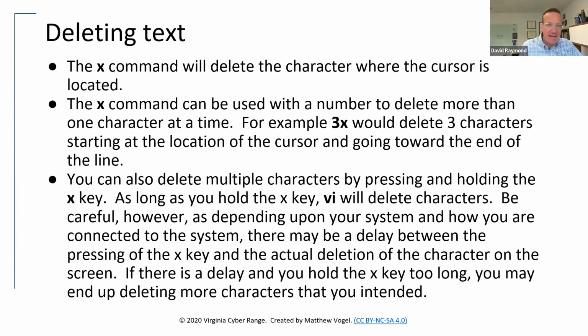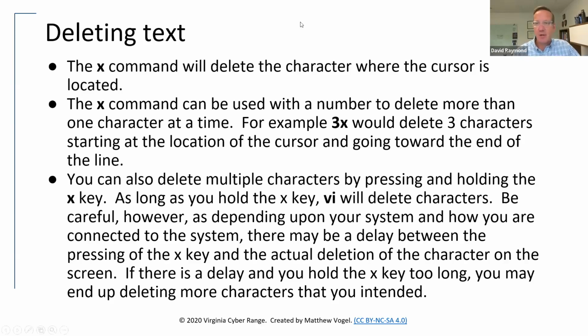Here's an important thing to be able to do. I want to be able to delete text, right? So the X button deletes a character at a time, and it deletes the character under which the cursor is located. And then, like other commands, I can delete more than one character at a time by putting a number. So I can enter a number, 3 in this example. I hit 3 and then X, and that's going to delete 3 characters. If I hit 20 and an X, it's going to delete 20 characters.